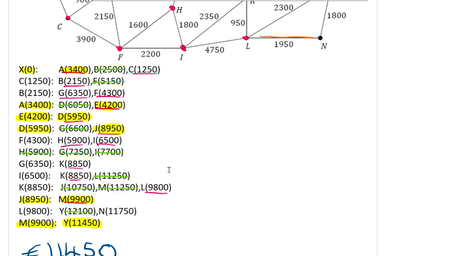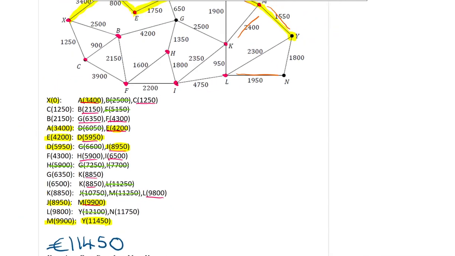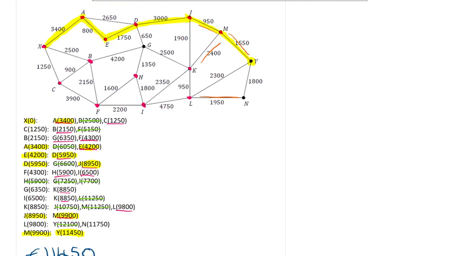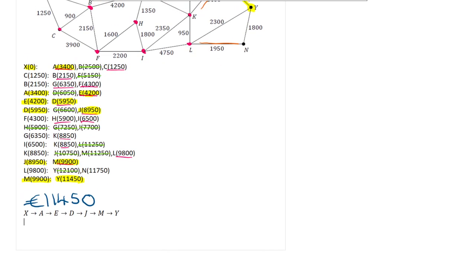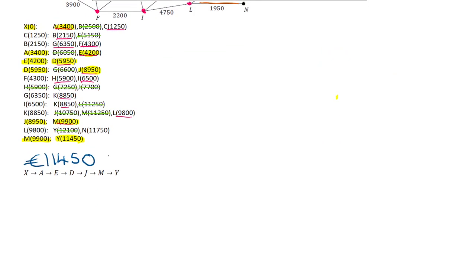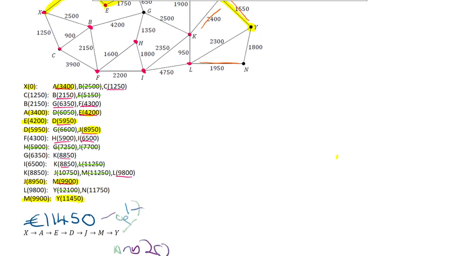Points wise, this was worth 20 points in total. I'd imagine if you get your 11,450 correct, you get your 20. Or if you either write down the path or the cost correct, you'll get 17. So either one of these is 17 marks, and both is 20. Then we're looking at 14, 8, and 0. So 0 would obviously be nothing at all.